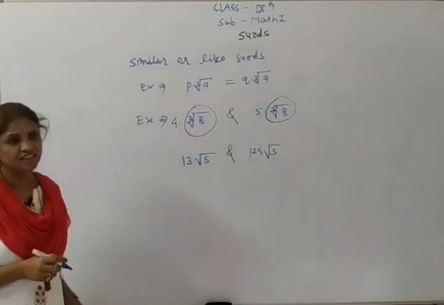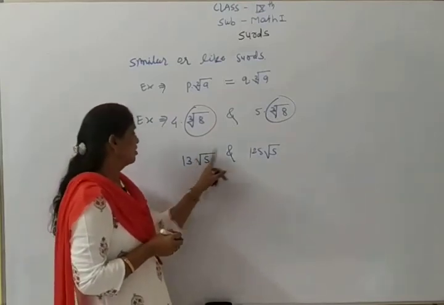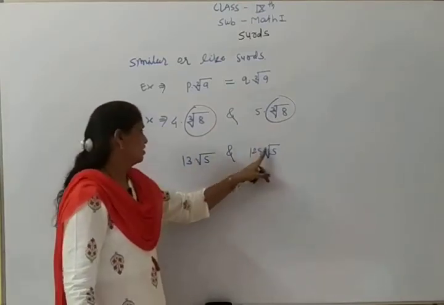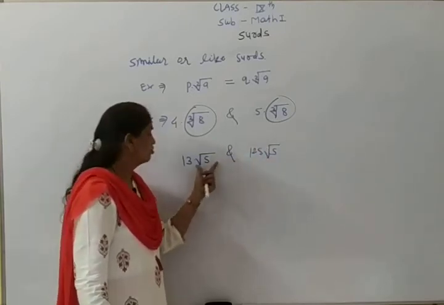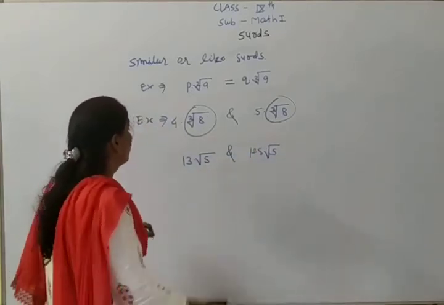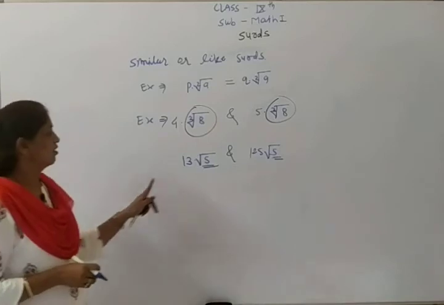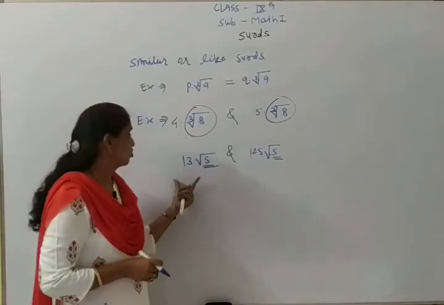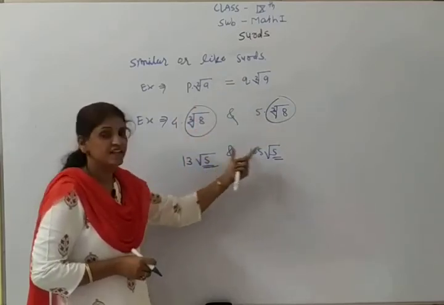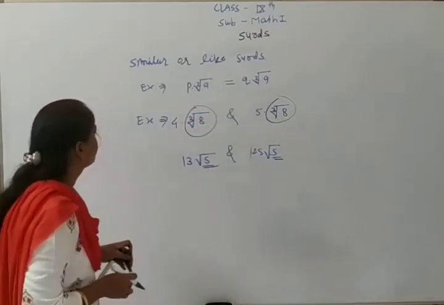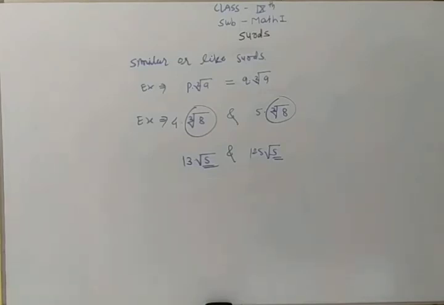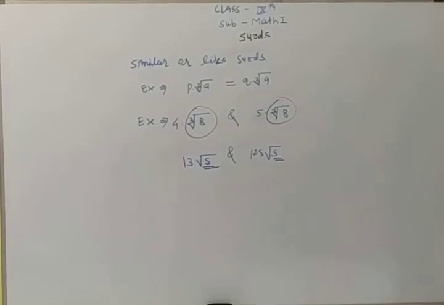This is also like surds or similar surds because the order is the same, 2 if nothing is written. So here the order is the same and the radicand is 5. So these are similar or like surds. If they are not equal, then we have to make them equal; first we have to solve, and then similar or like surds can be found. In the simplest form of the surds, if the order and radicand are equal, then the surds are similar or like surds.